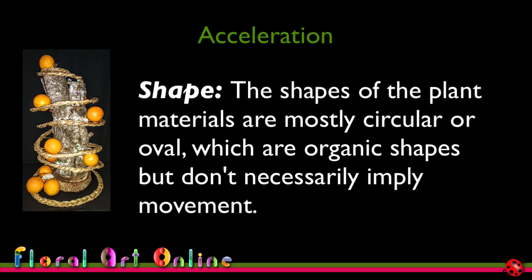In terms of shape, the shapes of the plant material are mostly circular or oval, which are organic shapes but don't necessarily imply movement. So that's also very true now that I look at it in hindsight. And once again, coming back to that line comment, if the line was stronger in terms of the track that those oranges are on, it would create more shape coherence with the oranges and the other round elements that are part of the design.